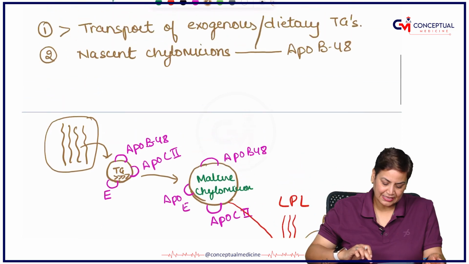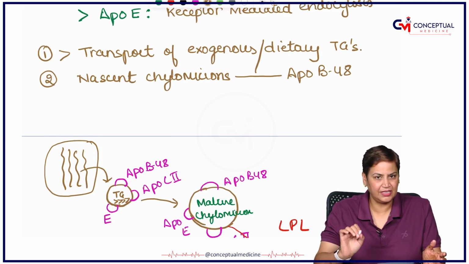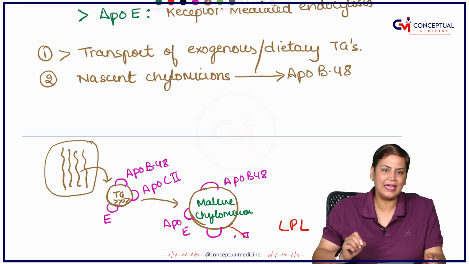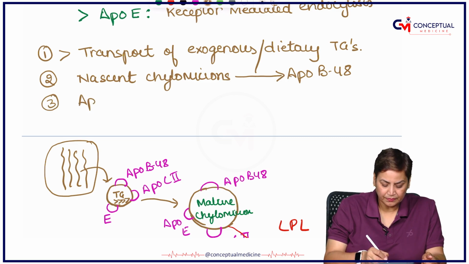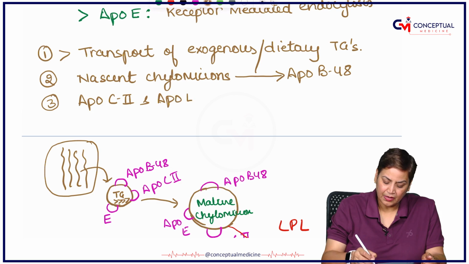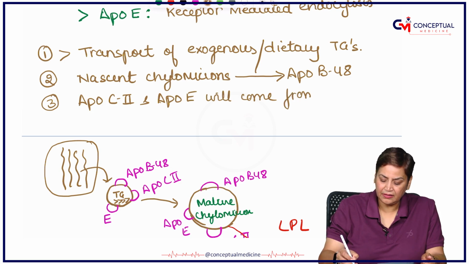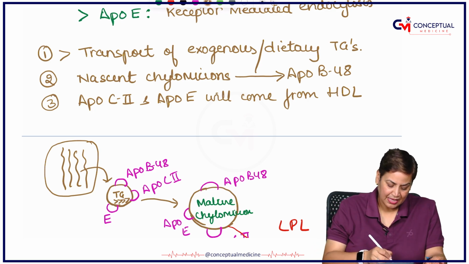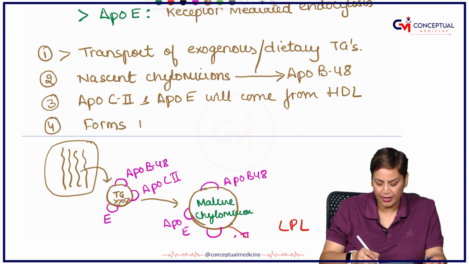Right. So this is what is the metabolism of chylomicrons. First is, I can simply say that they help in the transportation of exogenous or dietary TGs. Second step is, nascent chylomicrons will be recognized by Apo B-48, then Apo C-II and Apo E will come from HDL. Okay, so they will form a team, and they are going to form the mature chylomicrons.